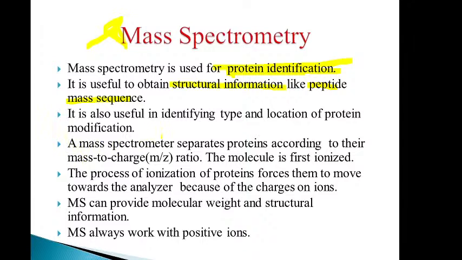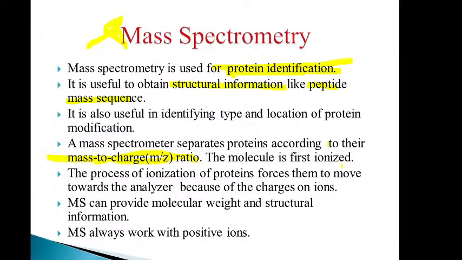So, a mass spectrometer separates proteins according to their mass to charge ratio. We have to remember that in mass spectrometry, the separation is based on the mass to charge ratio. That means how much molecular weight is there, and the charge which the protein is carrying. According to it, we are able to separate the protein. Getting my point? So, in mass spectrometers, proteins are definitely separated, but according to their mass to charge ratio.